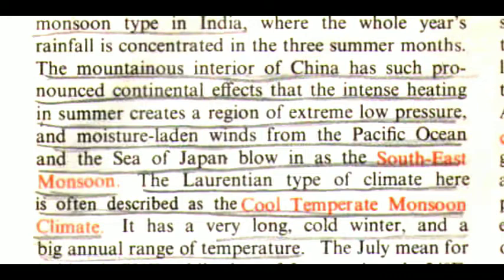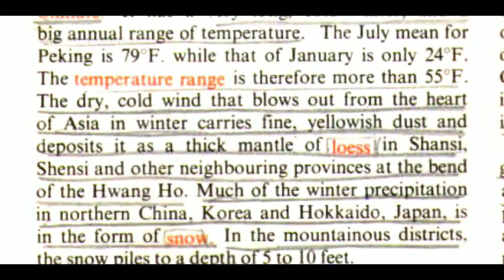It has a very long, cold winter and a big annual range of temperature. The July mean for Peking is 79 degrees Fahrenheit, while that of January is only 24 degrees Fahrenheit. The temperature range is therefore more than 55 degrees Fahrenheit. The dry, cold wind that blows out from the heart of Asia in winter carries fine yellowish dust and deposits it as a thick mantle of loess in Shanxi and other neighboring provinces at the bend of the Huanghe.